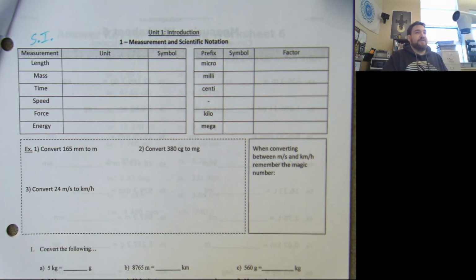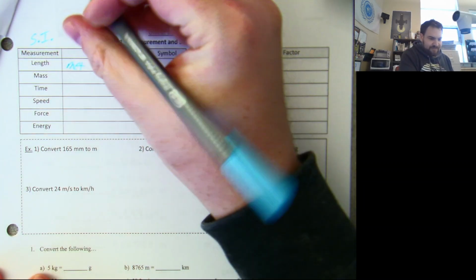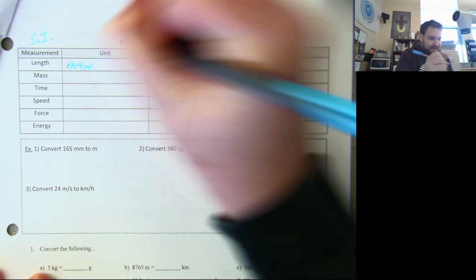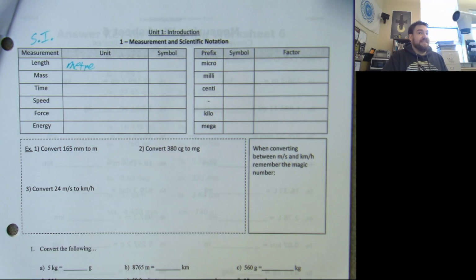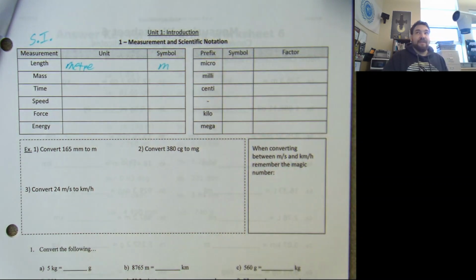What is the base unit for length? It's not the centimeter. It is the meter. Meter spelled M-E-T-R-E. M-E-T-E-R is something else. The symbol for meter is m. Nothing overly shocking, I hope, at this point.